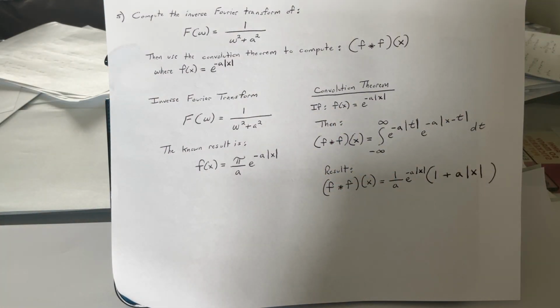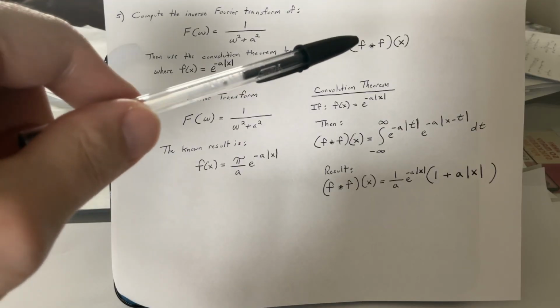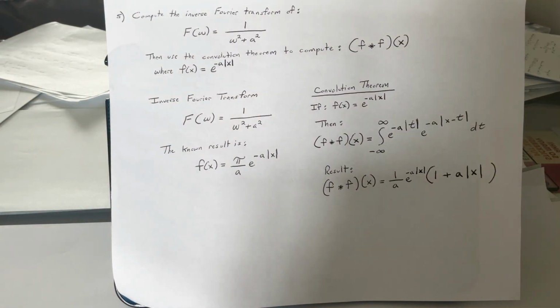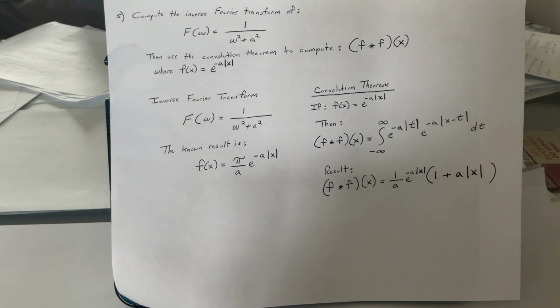Okay, number 5. Compute the inverse Fourier transform of F of ω equals 1 over ω squared plus a squared. And then we're going to use the convolution theorem to compute this. You could say this f asterisk f of x. Think about what that means in terms of the convolution theorem, bringing those functions together, where f of x equals e to the negative a times the absolute value of x, not just x, absolute value of x. You've probably seen that before.